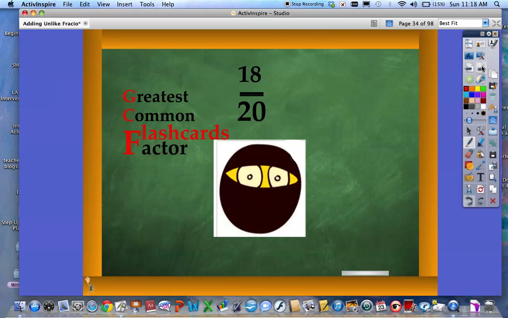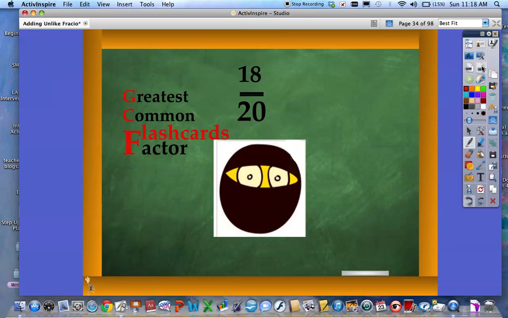You can only use least common multiple one time. Least common multiple makes your fraction larger. At the end, you don't want to make it larger. You want to make it smaller. Greatest common factor makes your fraction smaller. And I know it's a little tricky because the vocabulary is the exact opposite. Least common multiple makes the fraction larger. Greatest common factor makes the fraction smaller.